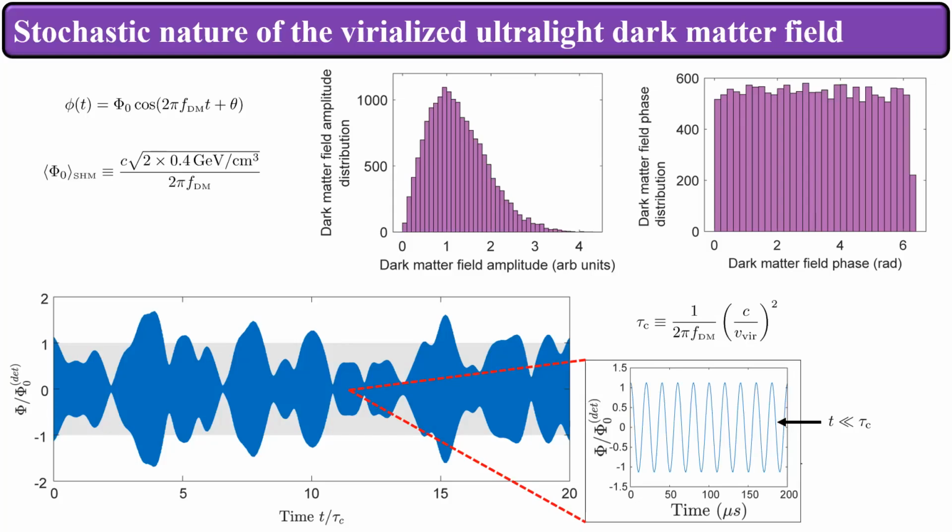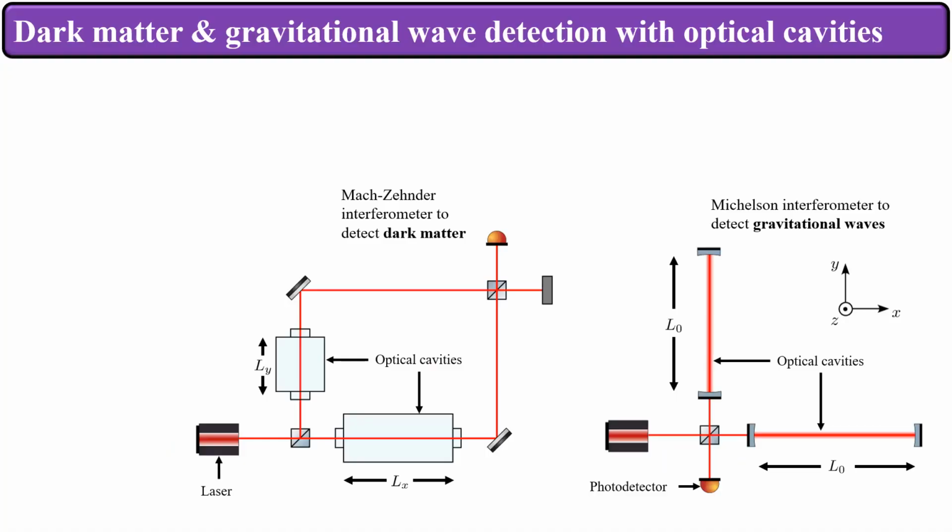Note that the observed dark matter density of 0.4 GeV per centimeter cubed, say in the standard halo model, should only be used to compute the field amplitude when the detector performs sufficient averaging over the dark matter field. This property is an important consideration when discussing data analysis later. Having looked at some of the properties of dark matter, let's now take a look at how to probe it.